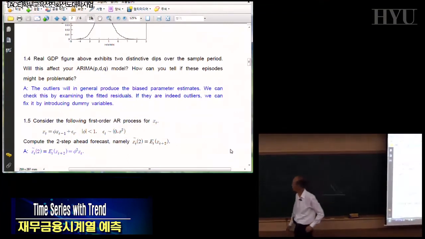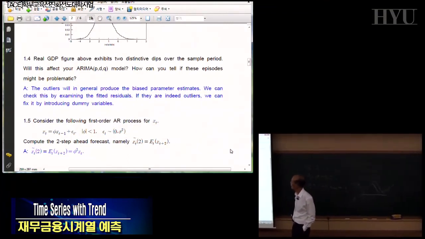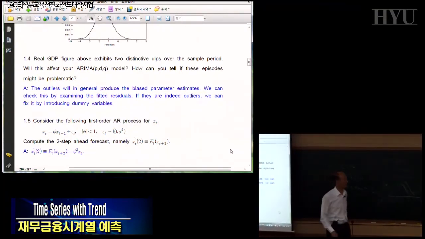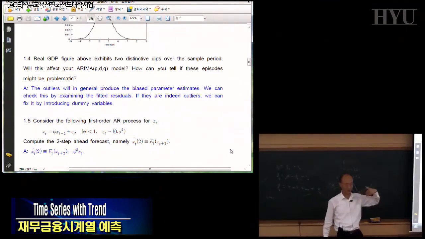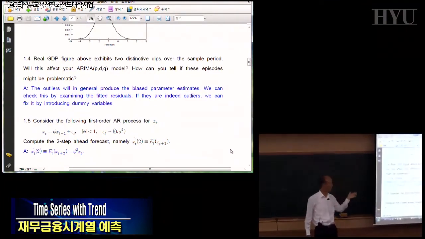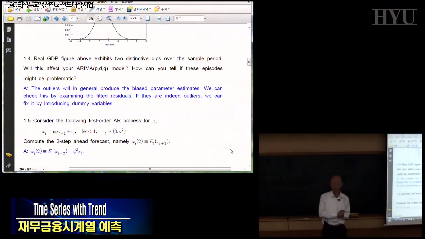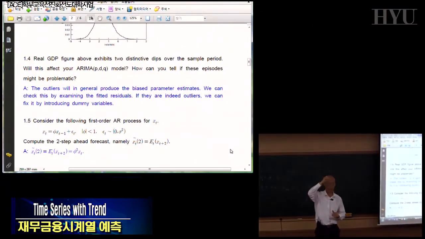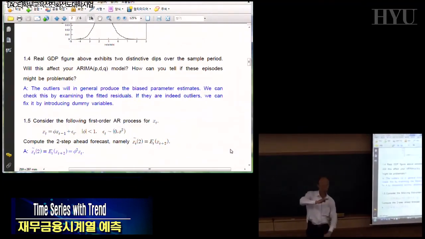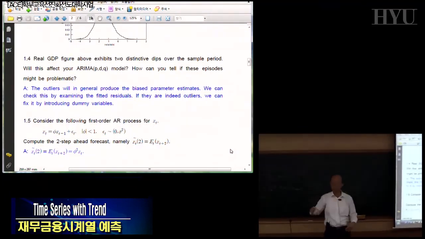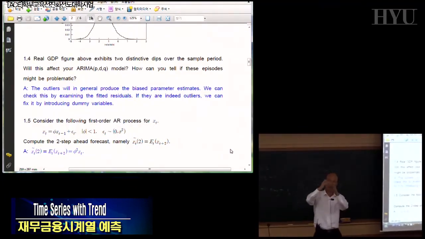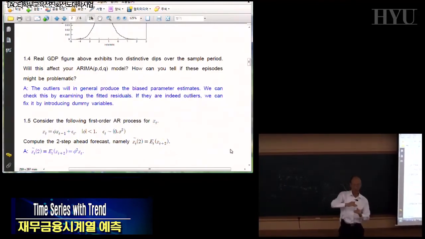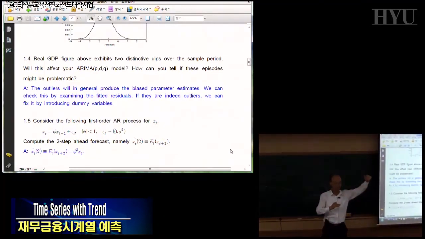Question number 1-4. We've seen in note number 4 that there can be sort of pulse upward or pulse downward, right? In a GDP sequence, you see this, and then pulse downward, and then random again, right?